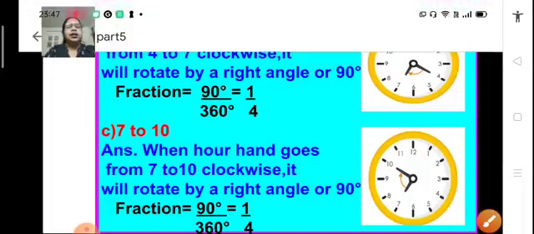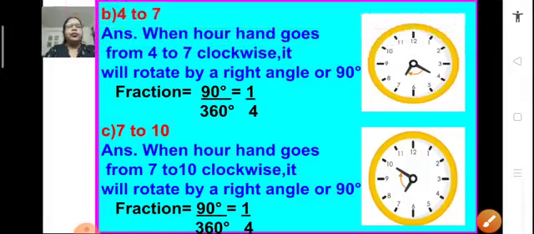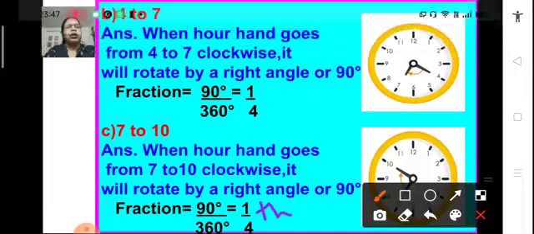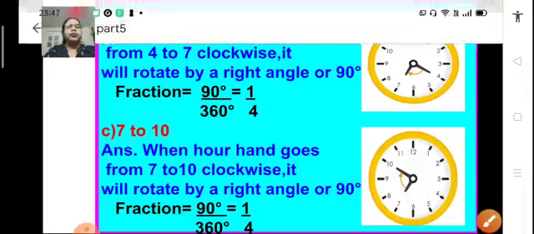Similarly, C, 7 to 10. When our hand goes from 7 to 10 in the clockwise direction, it will rotate by 90 degrees or a right angle. And what fraction of a revolution is a 90 degree angle? It is 90 upon 360, that means 1/4 of a complete revolution.